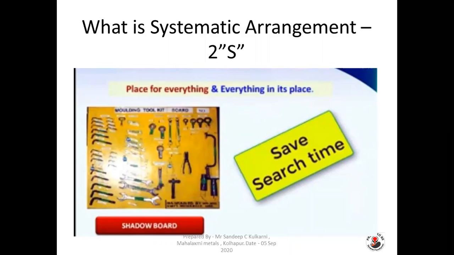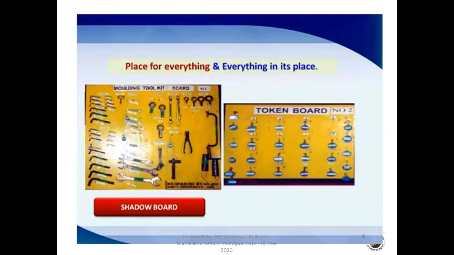Place for everything and everything in its place. This is very important. So make a place for every item, and that item should be kept in that place only, so that your search time will be reduced or become zero. You can see the tool boards, token boards and shadow boards where the material is kept with identification, so that search time is reduced.